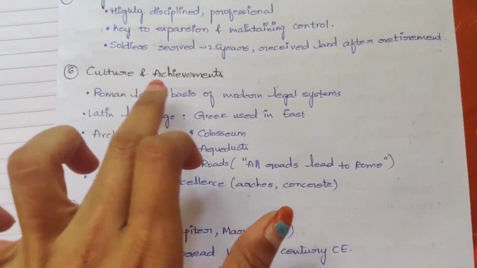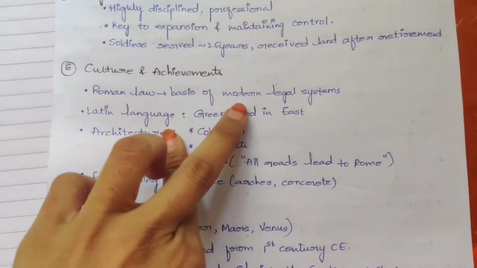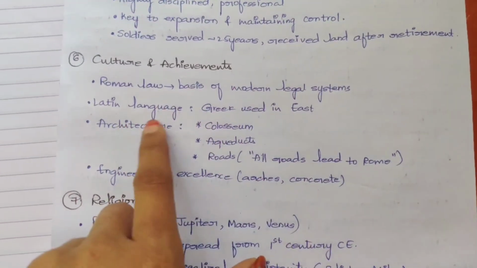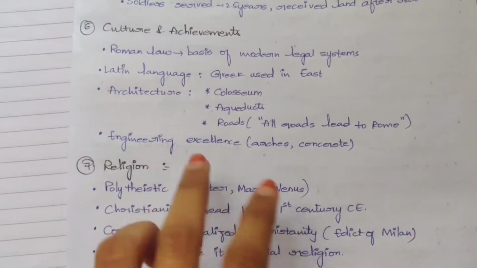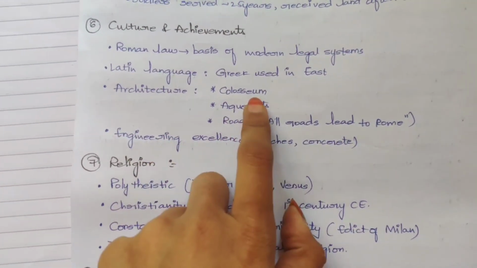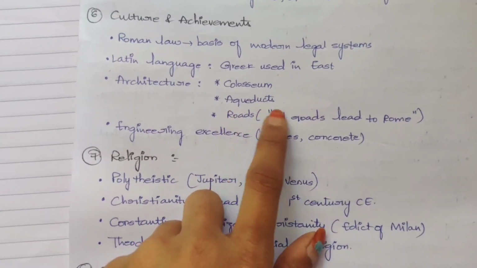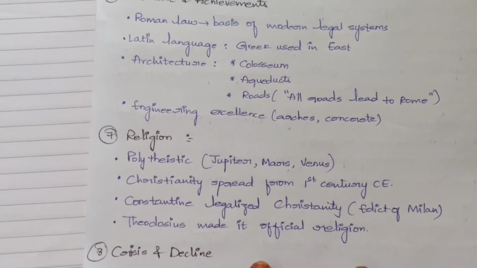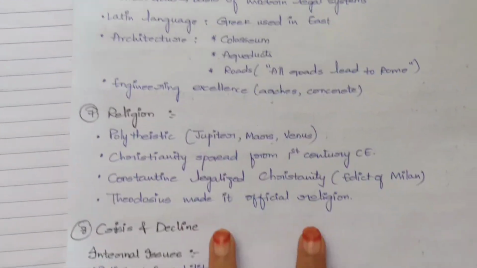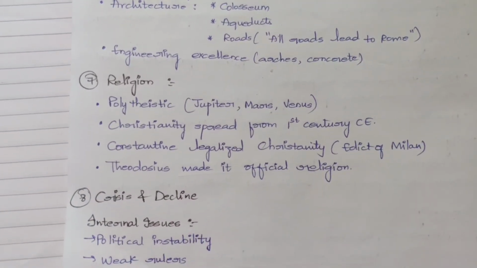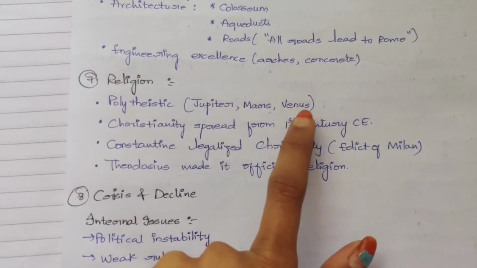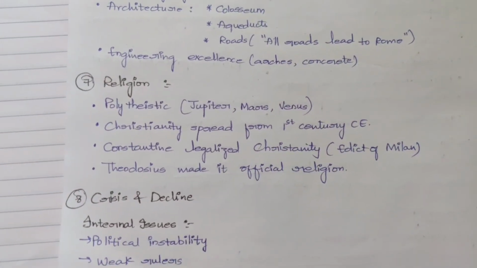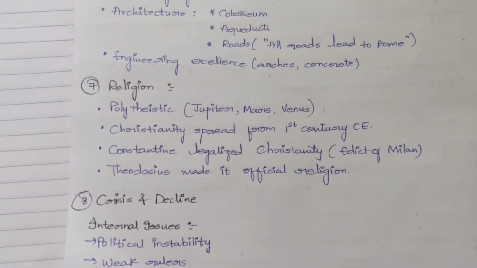And sixth one is the culture and the achievements. Roman law, basis of the modern legal systems. Latin language was used, and Greek was used in the East. And architecture, Colosseum, which means theaters, and aqueducts were the bridges, and roads were the architecture, and engineering excellence, arches and concrete. Next, religion, polytheistic, Jupiter, Mars, Venus. It is a belief that there are more than one god.